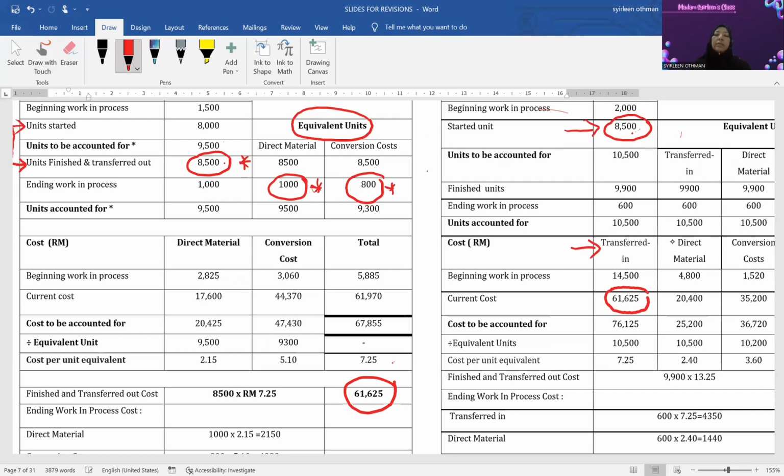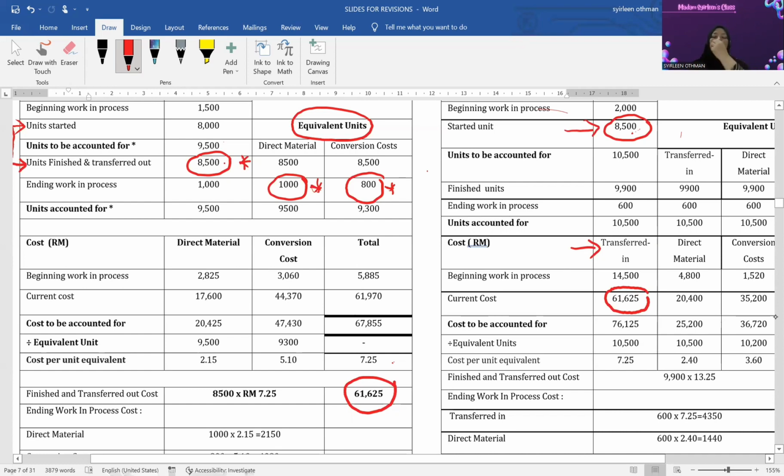Because this is the second department. Besides having direct material and conversion cost, you also have transferred in cost, which is the cost that is taken from the previous department. Okay, so ada dua item daripada the first department will be transferred to the production cost report in the second department.